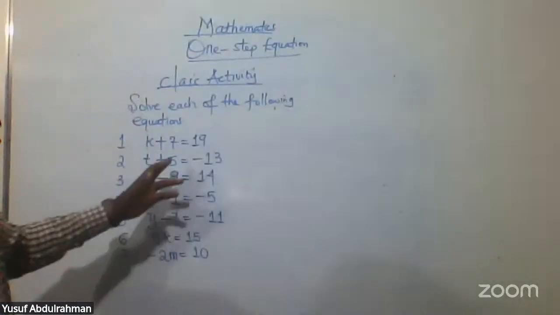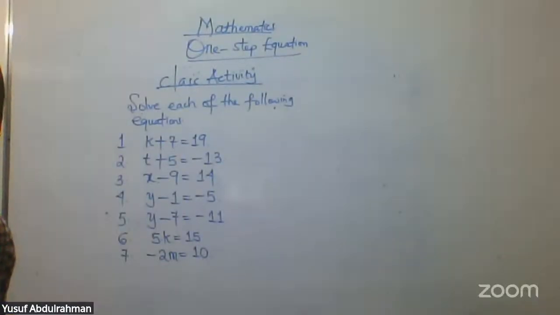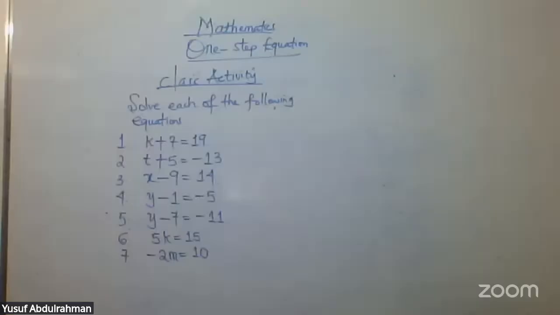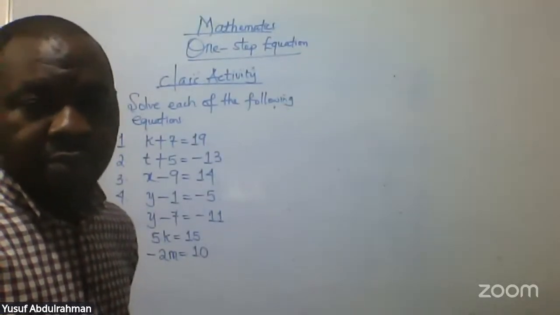Done. Okay, and I have the answer for question 1: 12. What's your answer for question 1? 12. Okay, that's correct. Question 2. Please type your answers in the chat.